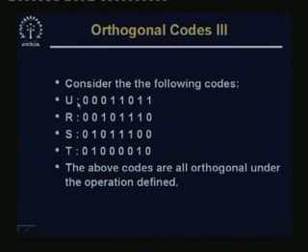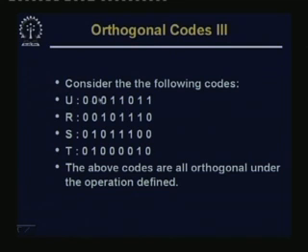So, consider the following codes. Suppose U, R, S and T are 4 different stations. Here a simple example has been shown using only 8 chips. Between U and R, in one position they are the same, the 2nd position they are the same, then the 5th position, and the 7th position. So, in 4 positions they are the same, and in 4 positions, namely the 3rd, 4th, 6th and 8th, they are different.